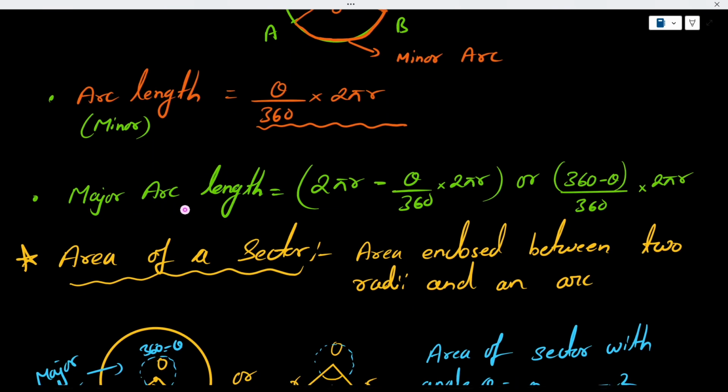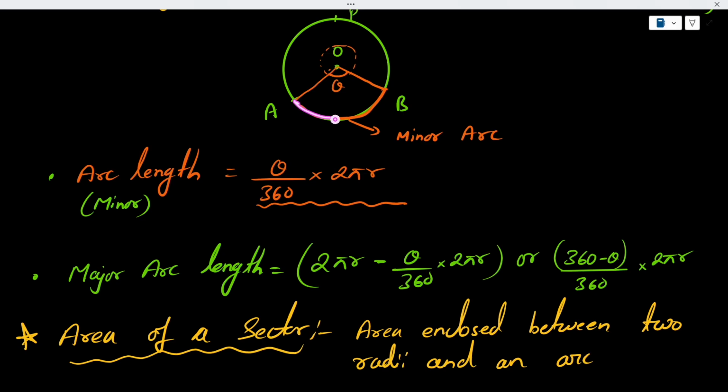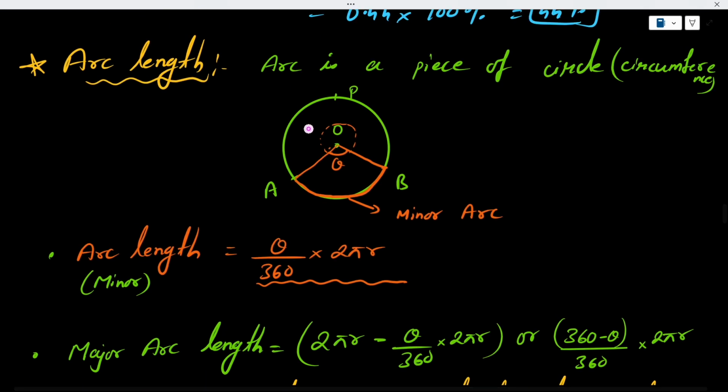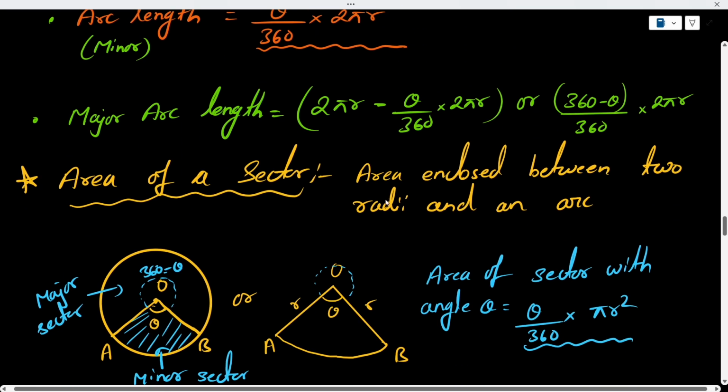Now how do we find the major arc length? Either you can take 2 pi r minus the minor arc length, because you have the minor arc length here, or because this angle is 360 degrees minus theta, you can directly use the formula (360 minus theta) by 360 into 2 pi r. Either way, you will reach the same answer.